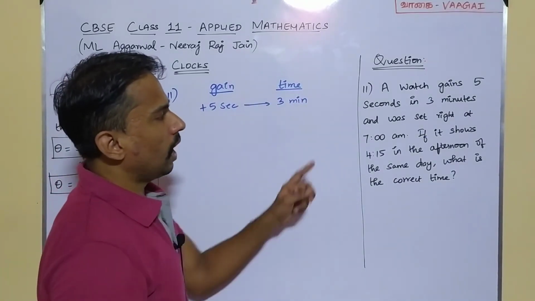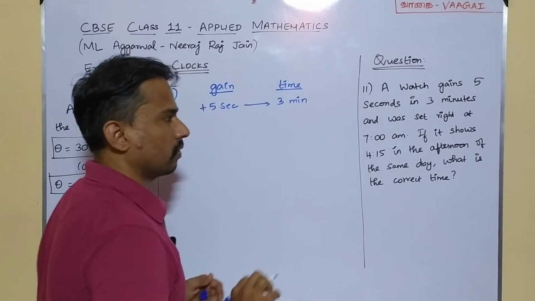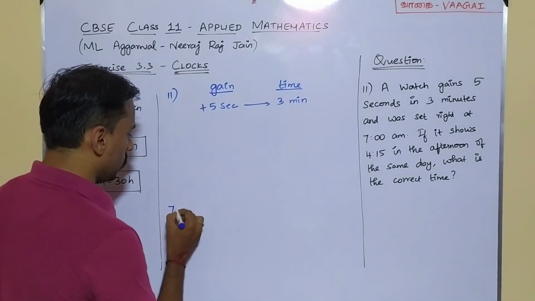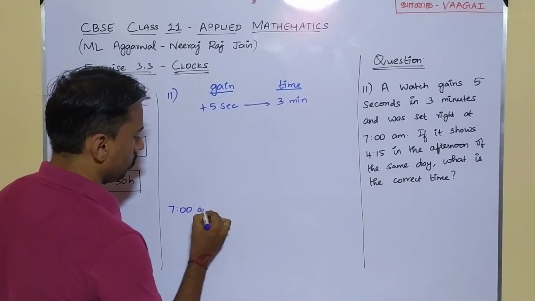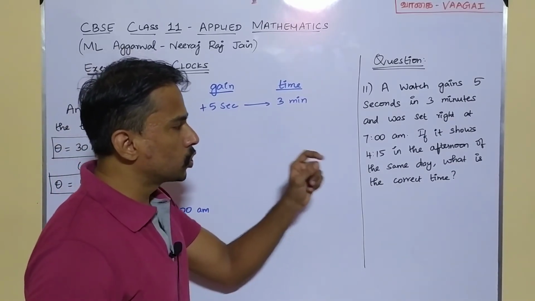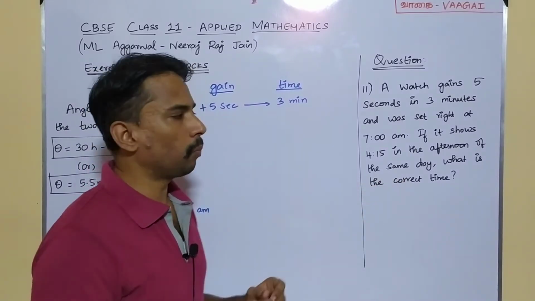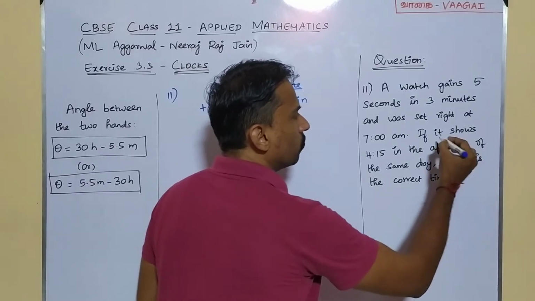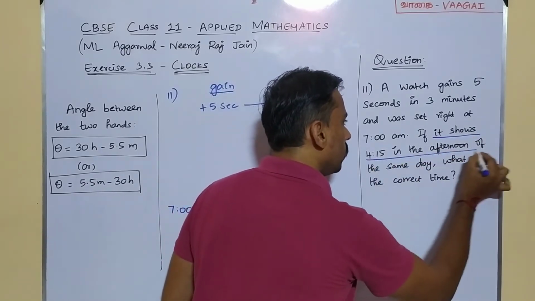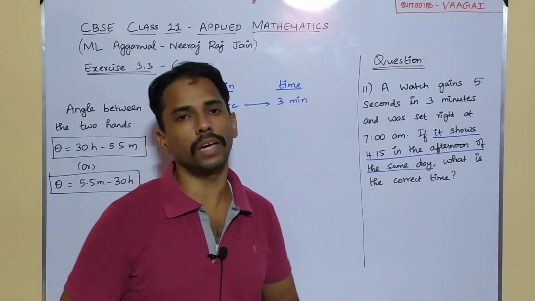So in 3 minutes it is going to gain 5 seconds. This is what is given, and it is set right at 7 a.m. So the clock is set correctly at 7 a.m. That also we will note. And they are asking, if it shows 4:15 in the afternoon of the same day. Note the point, this point is really important. If it is going to show 4:15 in the afternoon of the same day, they are asking.